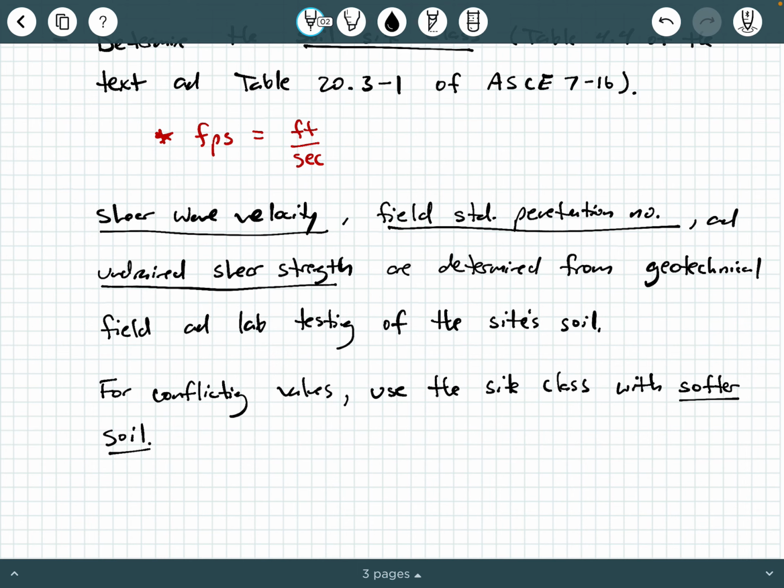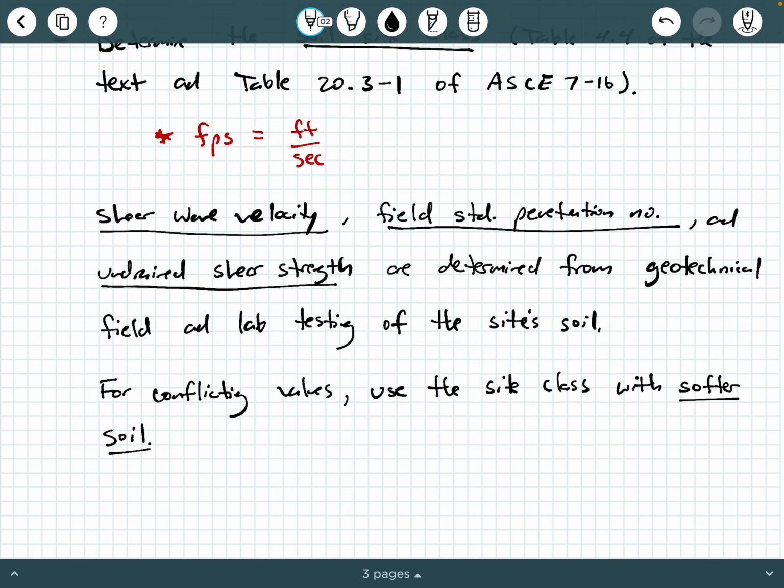And let's say that you also have an undrained shear strength of, let's say, 1,900 PSF. So the shear wave velocity of 2,400 feet per second would indicate what site class? Pause the video. I'm about to tell you the answer. 2,400 feet per second shear wave velocity would indicate site class C, very dense soil and soft rock, okay?